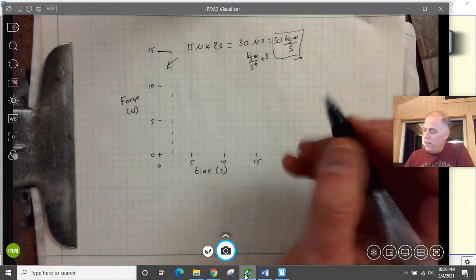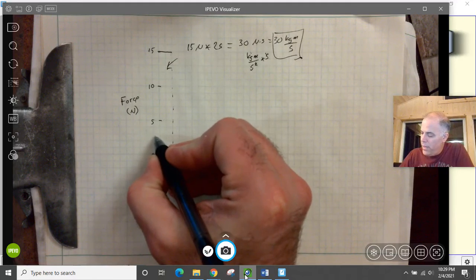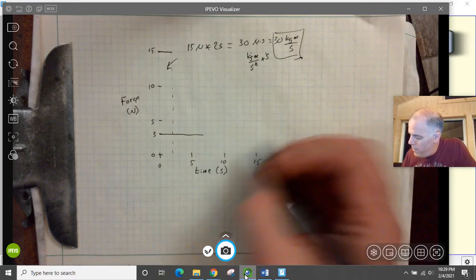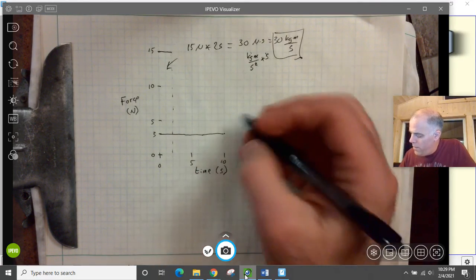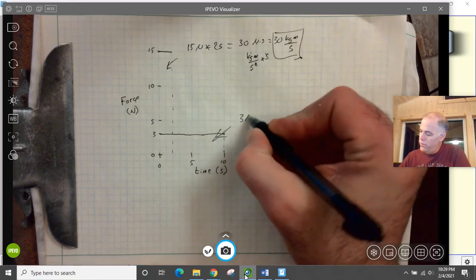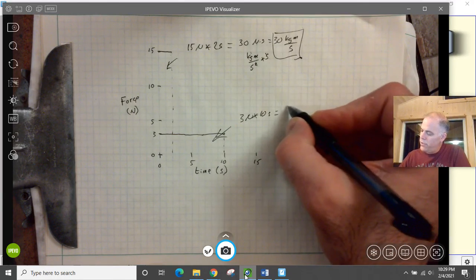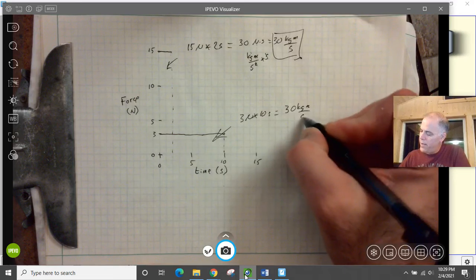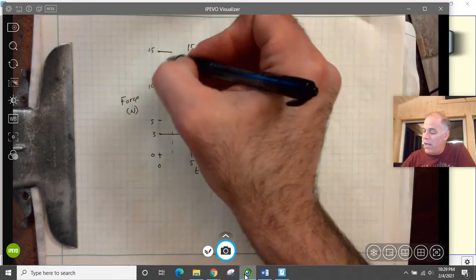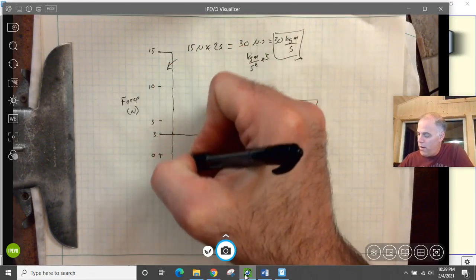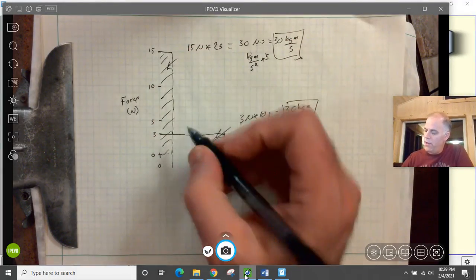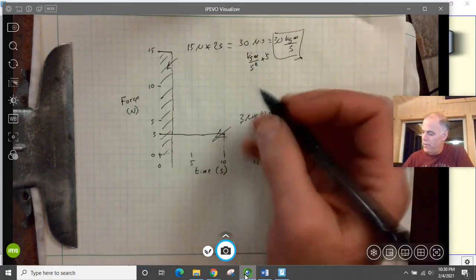Now, likewise, if we apply a force of 3 newtons, and we do it for 10 seconds, and then we stop pushing. This is 3 newtons times 10 seconds. This is also 30 kilogram meters per second. It's the same impulse. And it shows up on the graph as area under the curve. So the area under the curve is impulse. The area under a curve of force times time, of a force time graph, is impulse.